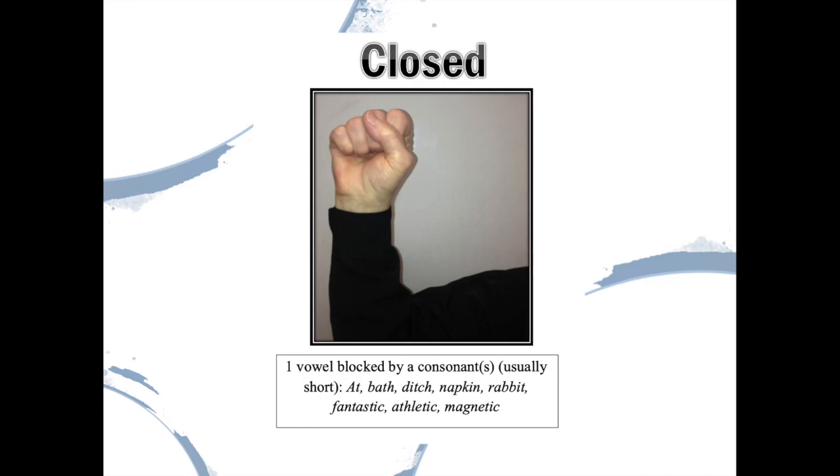As you can see, several of these words have more than one syllable, so you would be able to characterize each syllable in the word. Let's take a look at the word napkin. So napkin has 2 syllables. The first syllable is nap. We have a single vowel followed by a consonant that makes that a short vowel sound, nap. The second syllable is kin. Again, we have a single vowel followed by one consonant that makes that also a closed syllable.